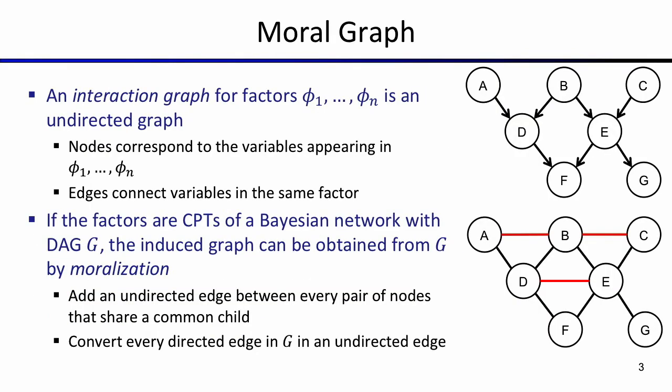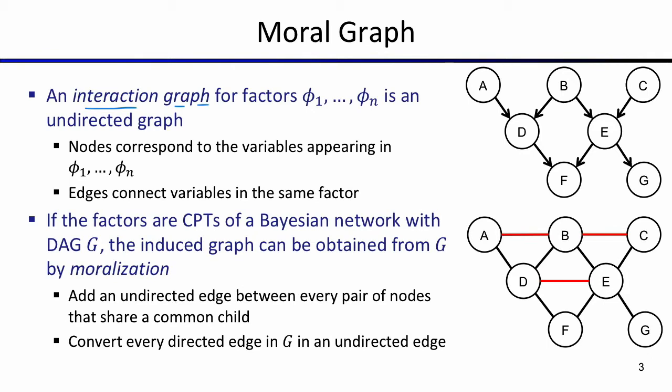So we haven't seen before this definition of an interaction graph for a set of factors. The idea is that it will be an undirected graph that has the same nodes as the variables appearing in the factors, and the edges connect the variables in the same factor.